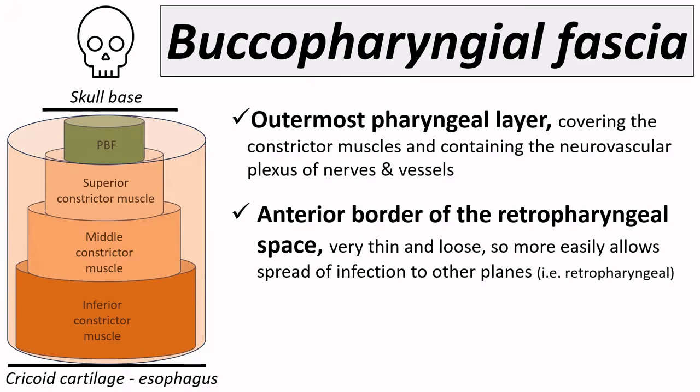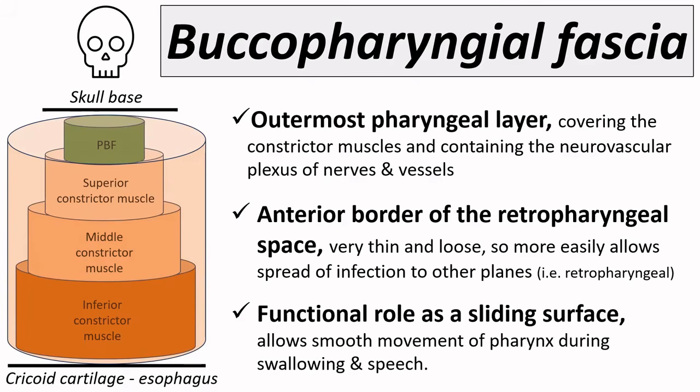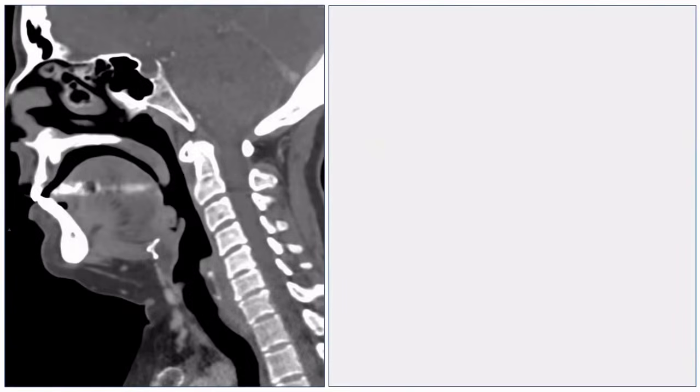And as you know, from the retropharyngeal space, the disease processes can potentially also reach the danger space and extend into the mediastinum. If your knowledge of these neck spaces is not what it used to be, or you don't really know these that well, there are also videos on this channel discussing the anatomy of the neck spaces. The functional role of the buccopharyngeal fascia is to allow smooth movement of the pharynx during swallowing and speech. And with that, I think we are ready to talk about imaging anatomy in more detail of the various structures.